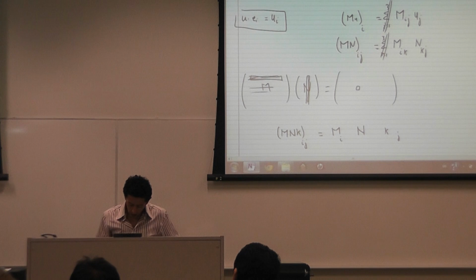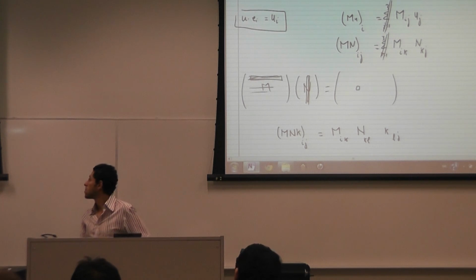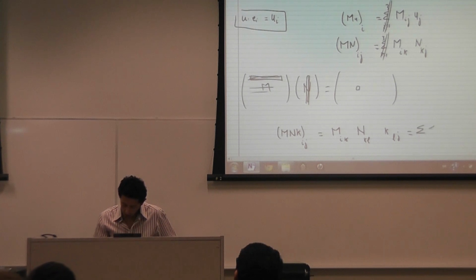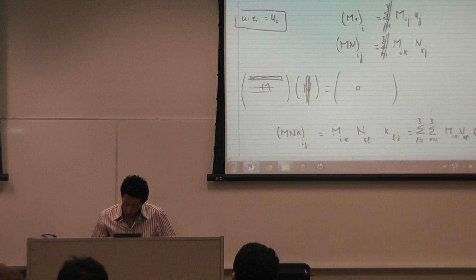So summing over k from 1 to 3, and then summing over l from 1 to 3. This is equal to the sum, k equal 1 to 3, l equal 1 to 3, Mik Mkl Nlj. And summation is implied.